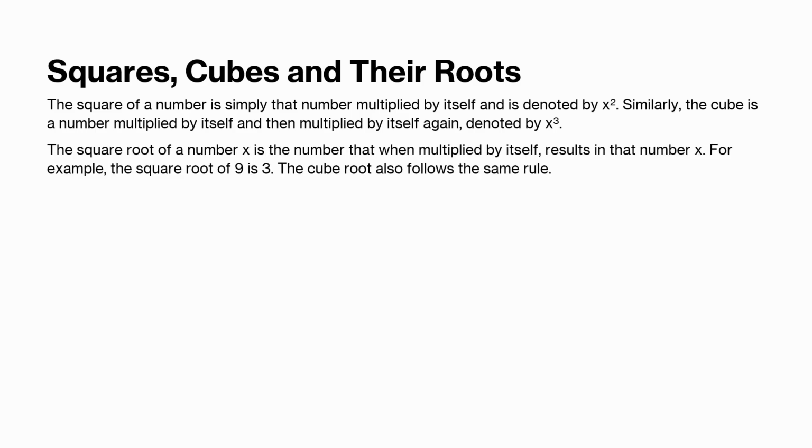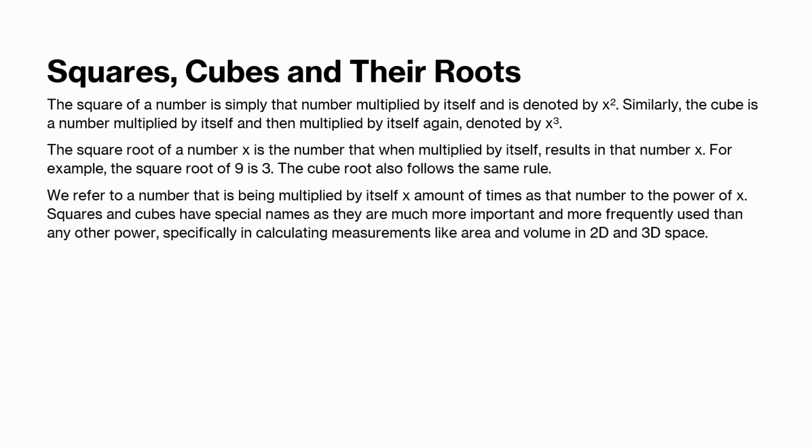The square root of a number x is the number that, when multiplied by itself, results in that number x. For example, the square root of 9 is 3, because 3 multiplied by 3 would give you 9. The cube root follows the same rule: a number that, when multiplied by itself twice, would give you that number. The cube root of 27 would be 3. We refer to a number that is being multiplied by itself x amount of times as that number to the power of x.